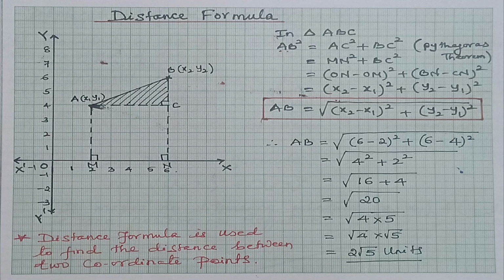But let us see how to derive this. So let us understand the derivation. Now let us consider in a coordinate plane A(x1, y1) is a point and B(x2, y2) is another point.